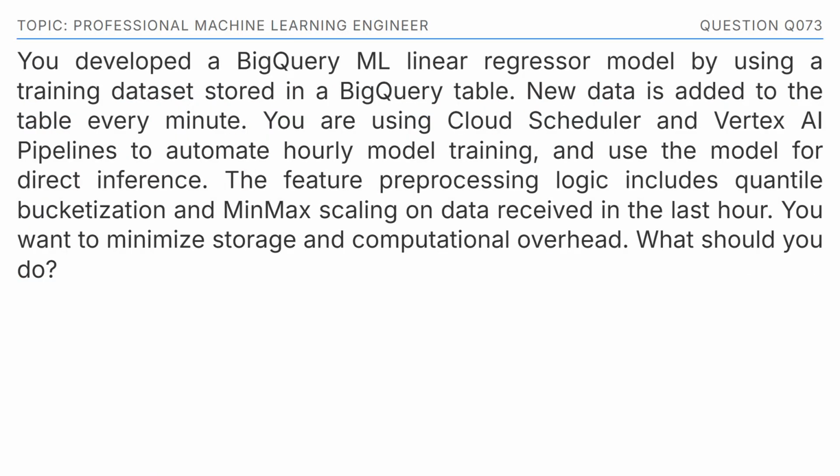You developed a BigQuery ML linear regressor model by using a training dataset stored in a BigQuery table. New data is added to the table every minute. You are using Cloud Scheduler and Vertex AI pipelines to automate hourly model training and use the model for direct inference. The feature pre-processing logic includes quantile bucketization and min-max scaling on data received in the last hour. You want to minimize storage and computational overhead. What should you do?